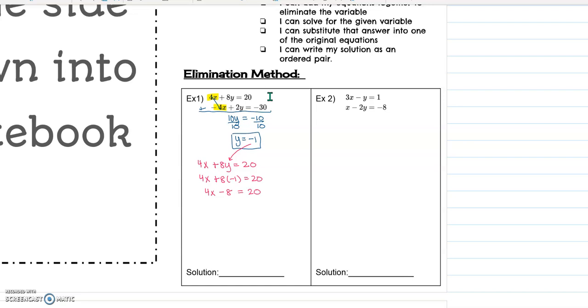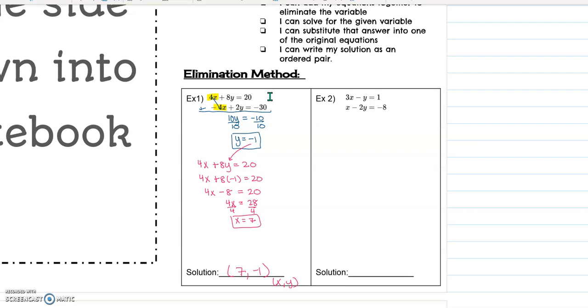Again, continue solving for x, so that means I'm going to add that 8 to the other side to get 4x alone. Then I divide by 4, and I'm going to get x equals 7. So now I have my x variable and my y variable. We can write that as an ordered pair. So remember, it's x comma y. So 7 comma negative 1, x comma y.